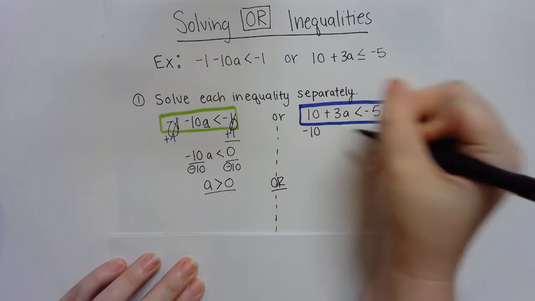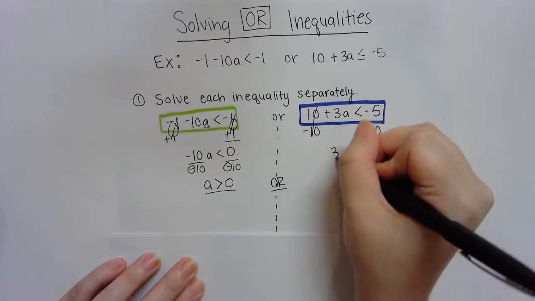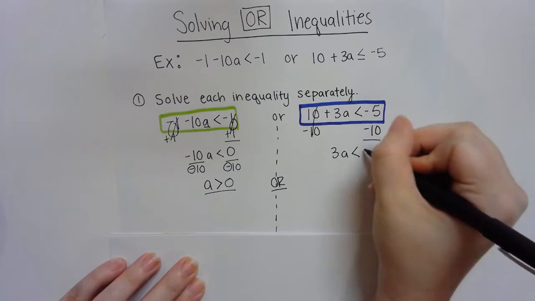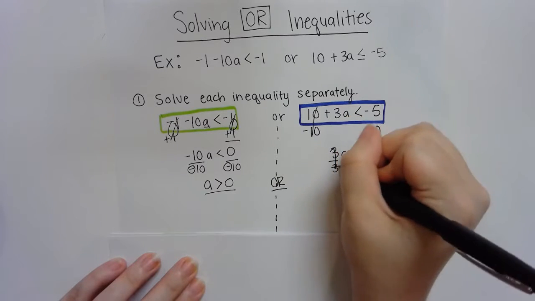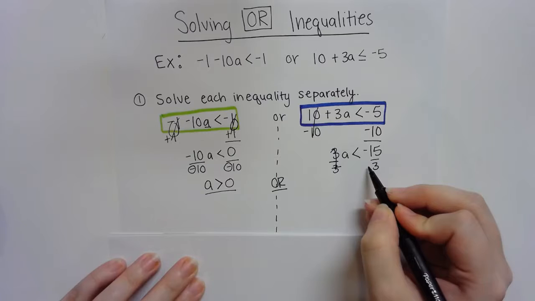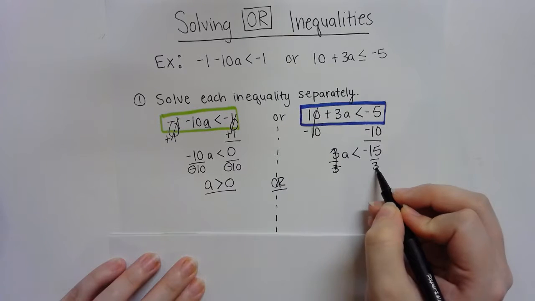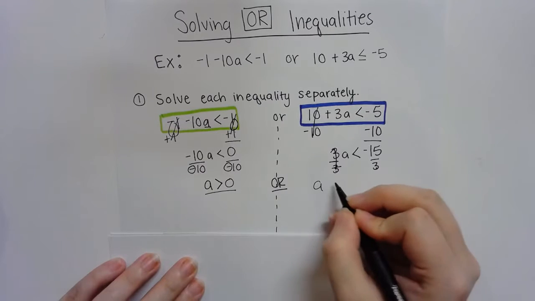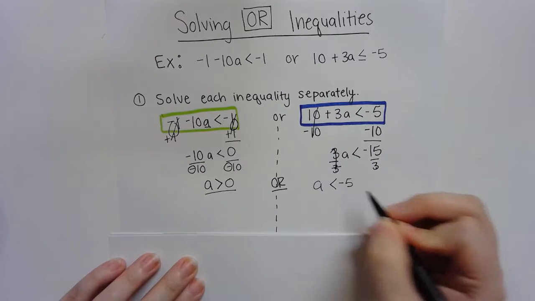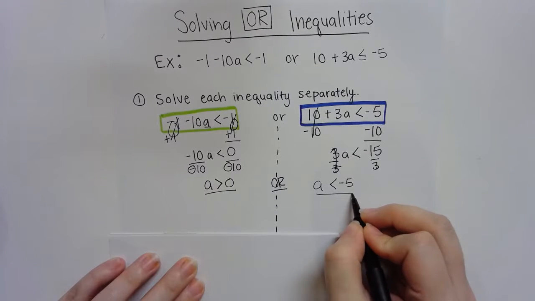So I would say minus 10, minus 10. Negative 5 minus 10 is negative 15, so 3a is less than negative 15. Divide by 3, divide by 3. Careful here, I did not divide by a negative, so I do not flip my sign. I only flip my sign if this number right here that I divided by on both sides is negative. This 3 is positive, so I do not flip my sign. So it is a is less than negative 5. So a is greater than 0, or a is less than negative 5.